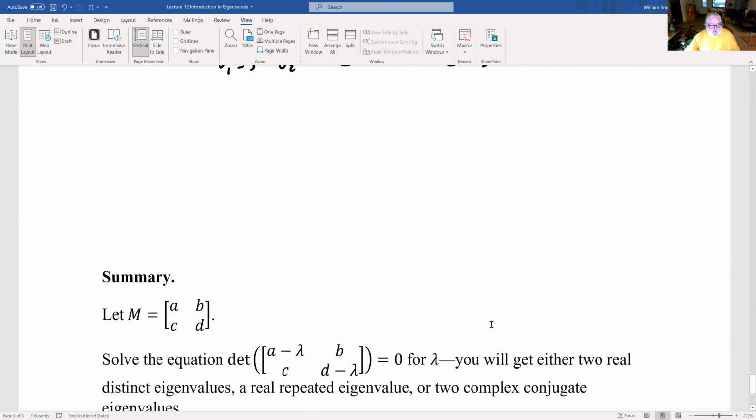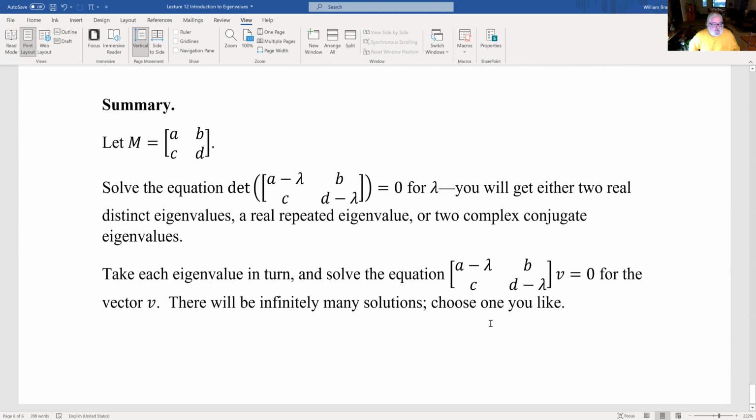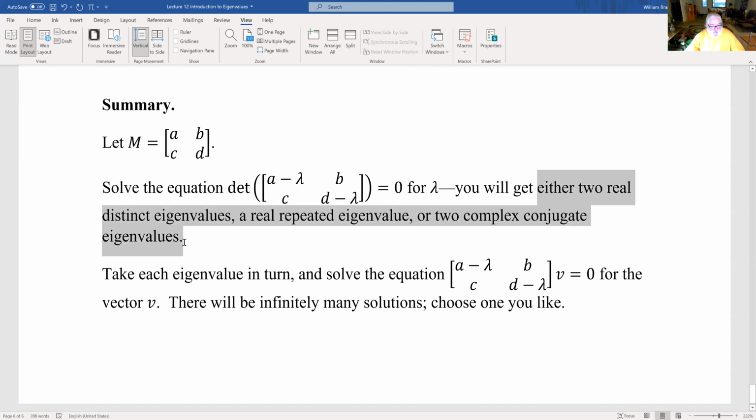Great. So finally, a summary. If M is a matrix [A, B; C, D], and this can be extended to higher dimensions, and we'll see that later, but this is what we need for dealing with systems of differential equations. So take this matrix where you subtract lambda from the diagonal, take its determinant, set it equal to 0, and solve for lambda. You get a quadratic equation, so we'll get the usual collection of possibilities.